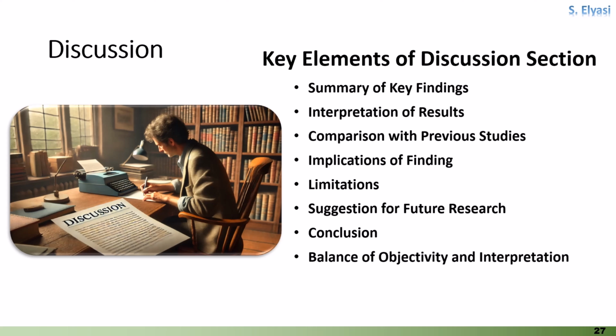Balance of objectivity and interpretation is essential when analyzing research findings. While interpretation plays a crucial role, it is important to remain objective and avoid drawing conclusions that are not directly supported by the data. All interpretations should be firmly grounded in the results or backed by referenced literature. Speculative statements without supporting evidence should be avoided, ensuring that the analysis remains accurate, reliable, and within the bounds of what the data can legitimately support. Maintaining this balance enhances the credibility and integrity of the research.